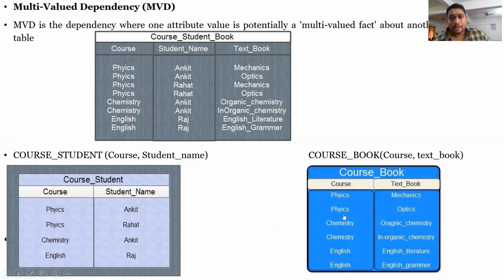Now, for every physics, there is mechanics and optics. For every physics, there is a mechanics, and for this, there is an optics. And for every chemistry, these are two different, so we are placing organic and inorganic. For every English, there is a different English literature and English grammar, so that is different. So we decompose this 8 into 6 and 8 into 4. Based upon the multi-values, they are decomposed. We have to follow the one or the other.